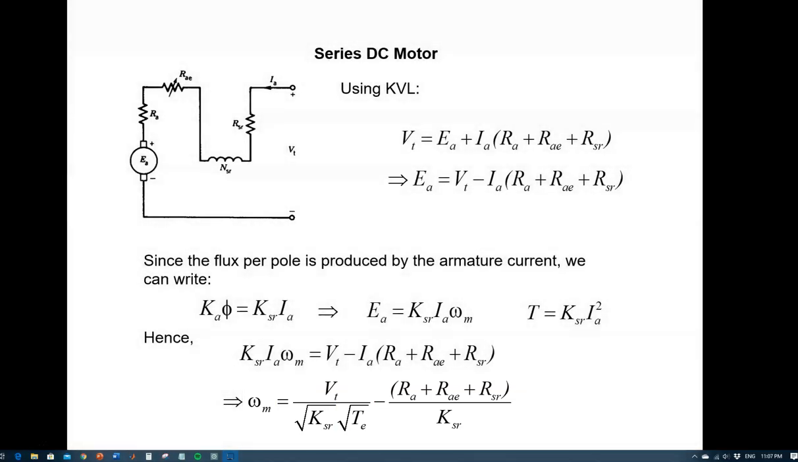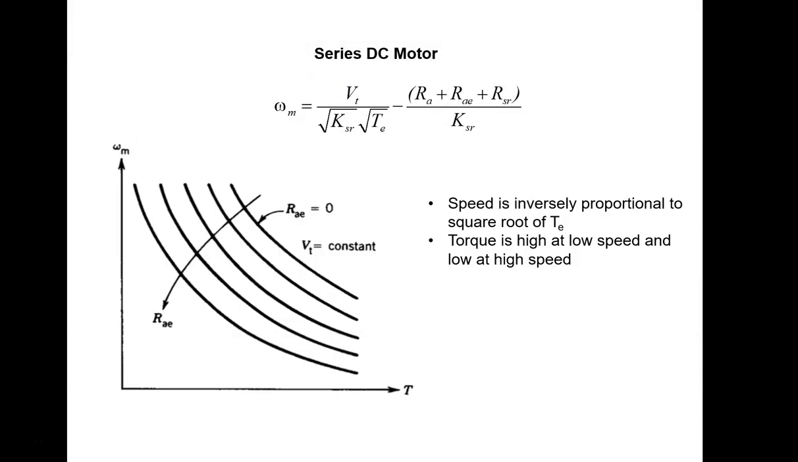A typical characteristic of the series DC motor is shown here. Since speed is inversely proportional to the square root of the torque, at low speed we have a very high torque, and at low torque we have a very high speed. And as we vary RAE, which is the external resistance that we added to the armature, the characteristics will change, as shown by the graph here. Therefore, by changing the characteristics through RAE, the steady state speed can be changed accordingly.